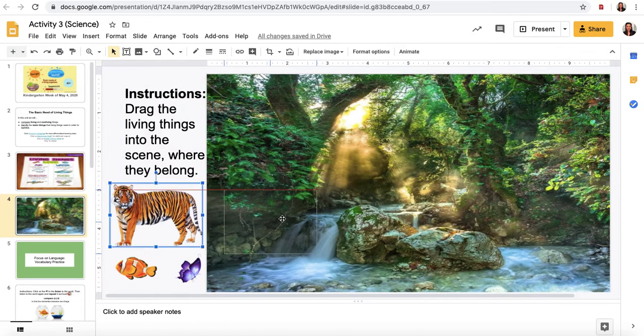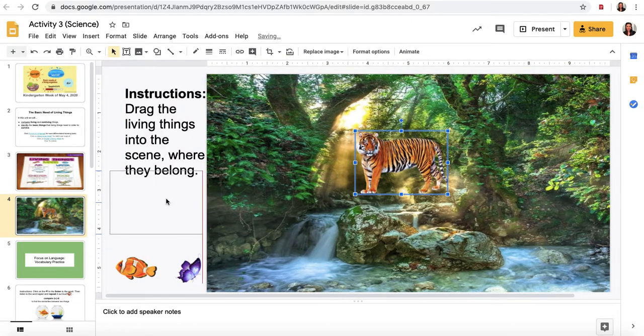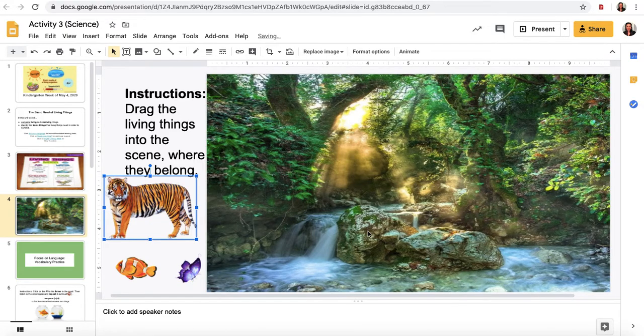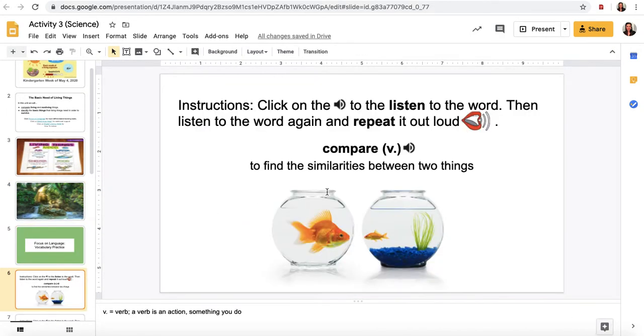So you have a tiger. You can drag him where you want him. All right, you have a fish and you have a butterfly. So drag them onto the picture. And these are all living things right here. Okay. When you're finished then, there's going to be one more slide you're going to have to do some work in.